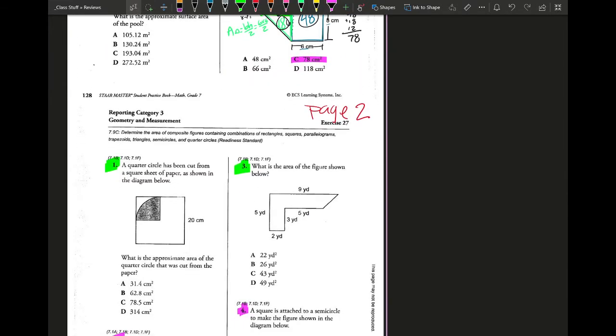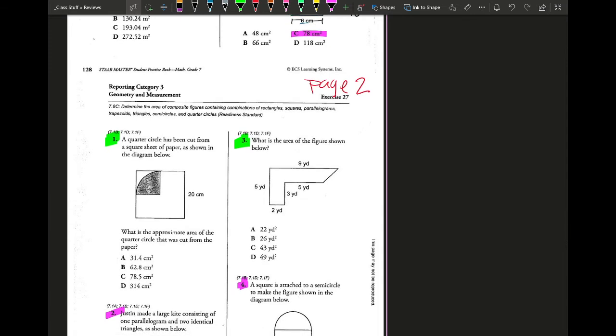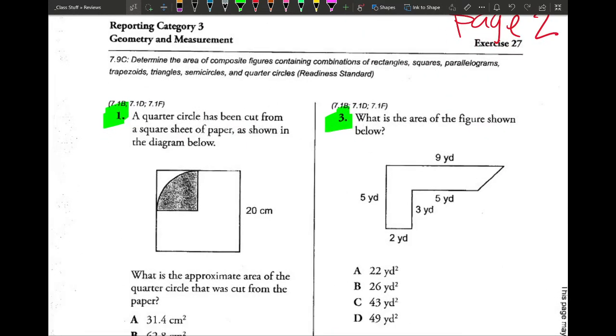Number 3 on page 2, you can break down into 2 rectangles and a triangle. Now number 1 on page 2, that's one of the ones that you have to do. It says a quarter of a circle, and I talked about it a little bit ago. Again, you are only looking for the quarter of a circle. However, the only number that it gives you right there is the 20.